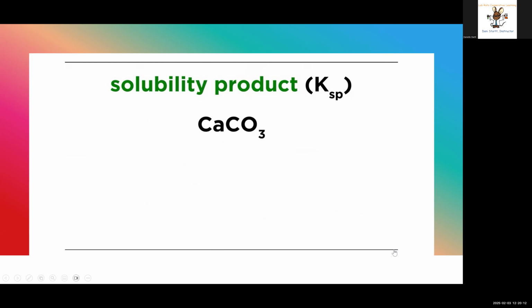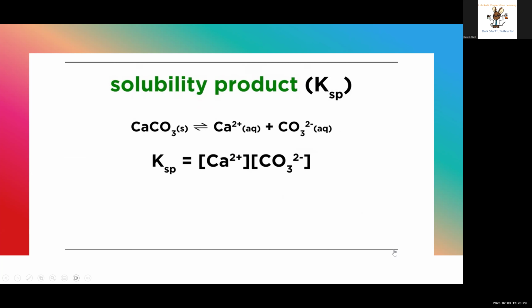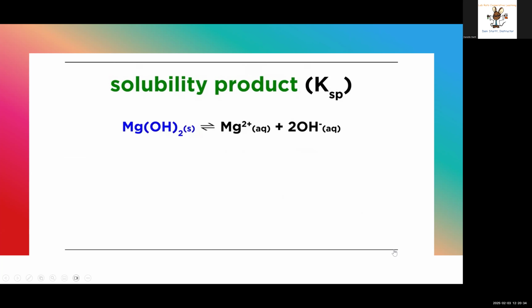Let's make sure we can write these solubility products for various equilibria. Take something like calcium carbonate. First, we must write out the complete equilibrium. Upon dissociating, this will form a calcium ion and a carbonate ion. Therefore, the solubility product will be equal to the product of these two ion concentrations. If we have something like magnesium hydroxide, it's the same thing, except that dissociation produces one magnesium ion and two hydroxide ions, which means that hydroxide ion concentration will be squared in the solubility product expression.